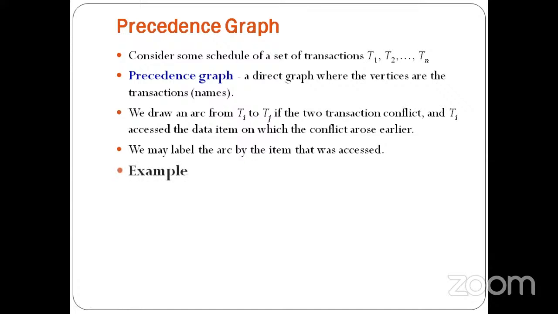This is the precedence graph example. So what is happening here? A directed graph maintains vertices of transaction names. It will draw an arc from Ti to Tj, two transactions, where Ti accesses the data item which is conflicting.